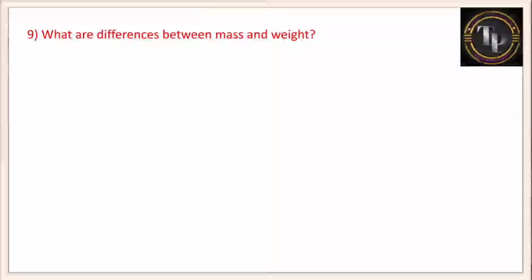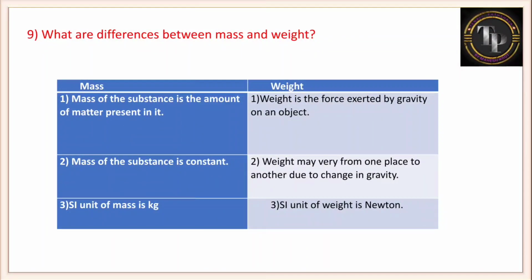What is the difference between mass and weight? Already you studied, guys, mass and weight. So what is the difference? Mass is the amount of substance present. Weight is the force exerted by gravity on an object. So the mass of a substance is always constant because it is the amount of substance present, right? But weight may vary from one place to another. Why is it varying? Because it depends on gravity. Due to change in gravity, it can vary.